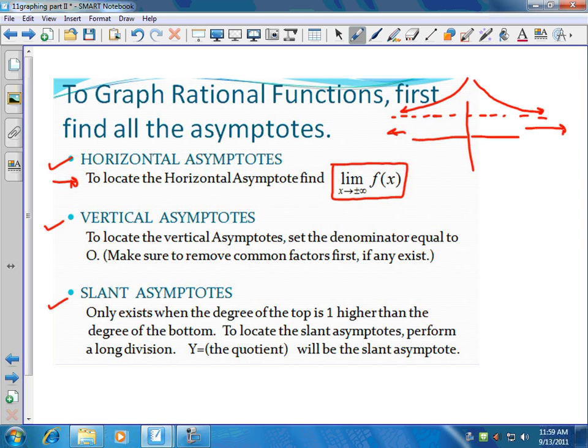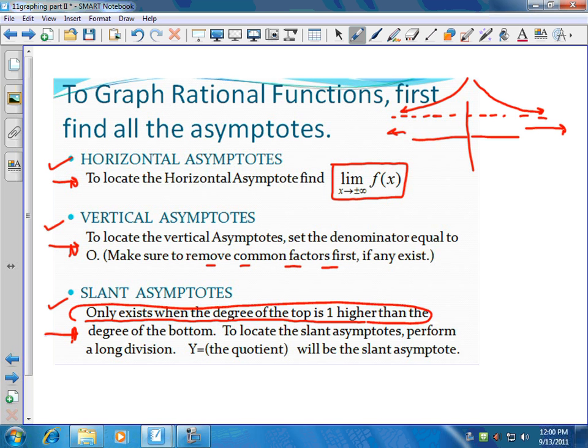Vertical asymptotes occur when the denominator is equal to 0. If there are any common factors with the top, please remove those first because those are your removable discontinuities. But if there are no cancellations, then just take the bottom, set equal to 0. Those will give you the vertical asymptotes. To get the slant asymptotes, and these only exist when the degree of the top is exactly 1 higher than the degree of the bottom.